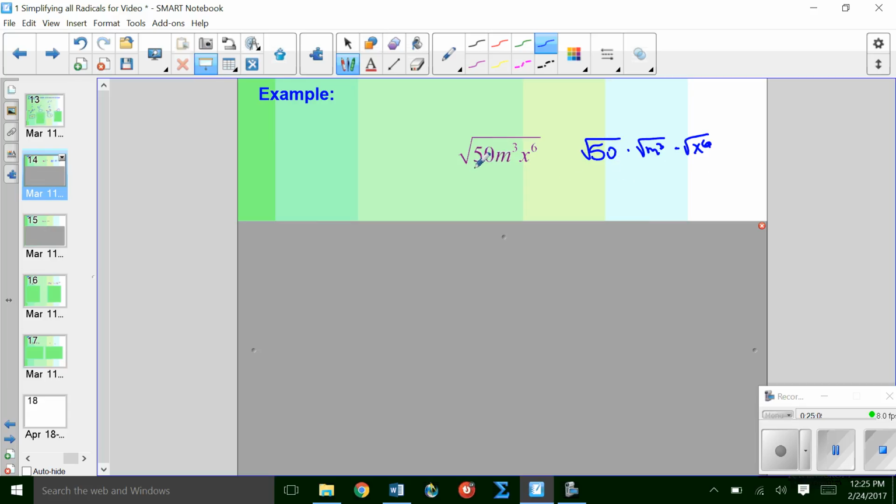So the 50 we'll be able to break apart. The m cubed is an odd exponent, so we'll want to break that one down to an even and an x to the 1st, and x to the 6th is even, so that we'll be able to take the square root of.